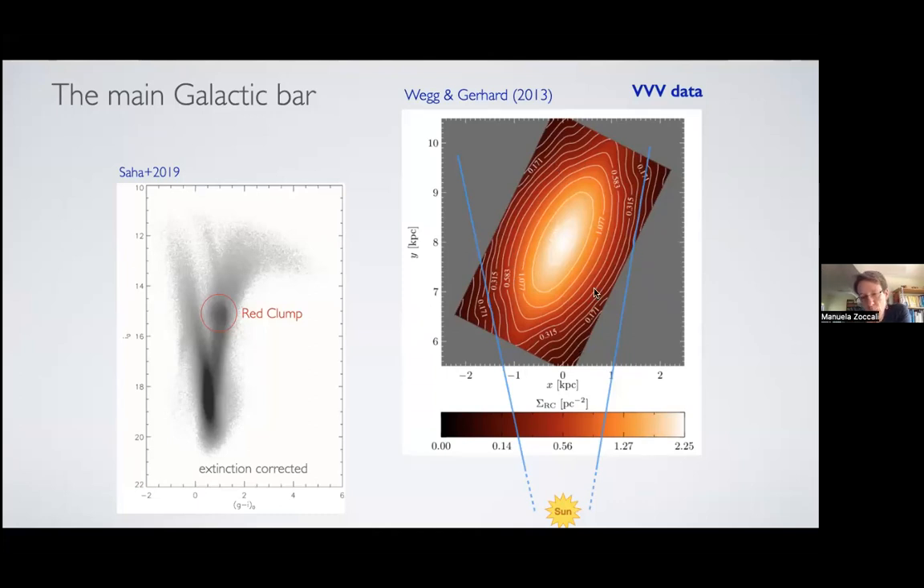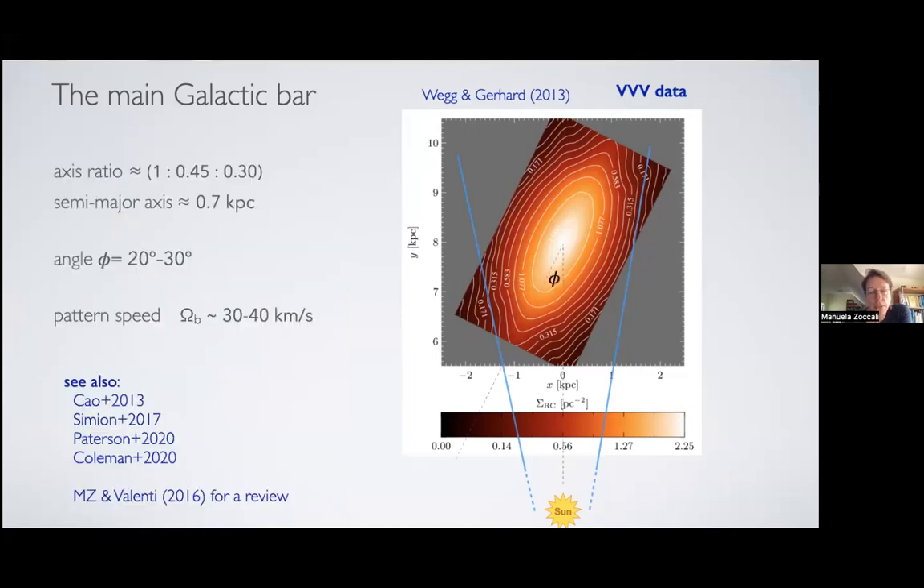I particularly like this one figure, which is from a paper by Wegg and Gerhard, but really many different authors have used the star counts, in particular the near infrared ones that are not so sensitive to reddening, to derive the parameters of the bar. And they show a pretty reasonable agreement on the axis ratio, on the semi-major axis that is a bit smaller than 1 kiloparsec. And this semi-major axis has an inclination angle with the Sun-Galactic center line of sight of the order of 20, 30 degrees, and this pattern speed.